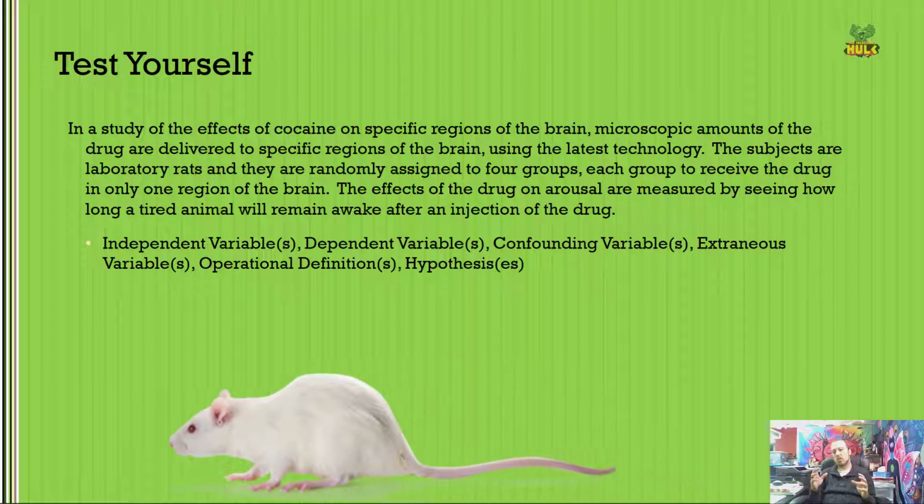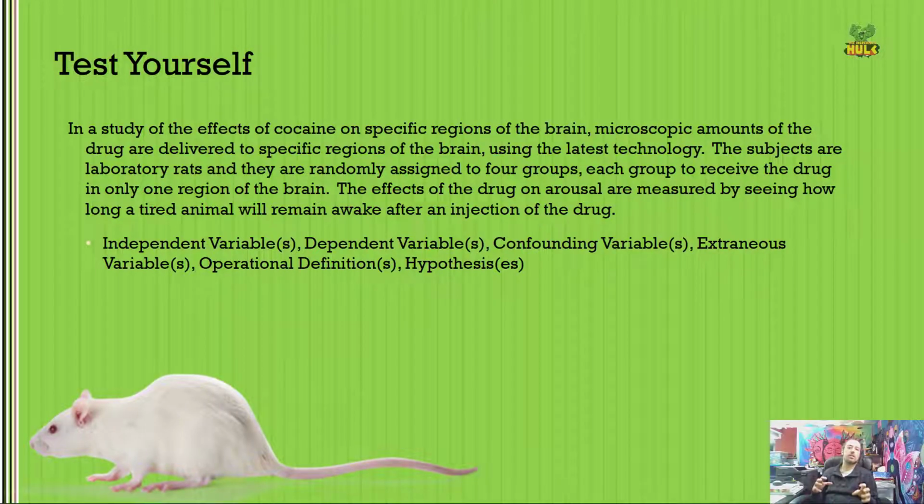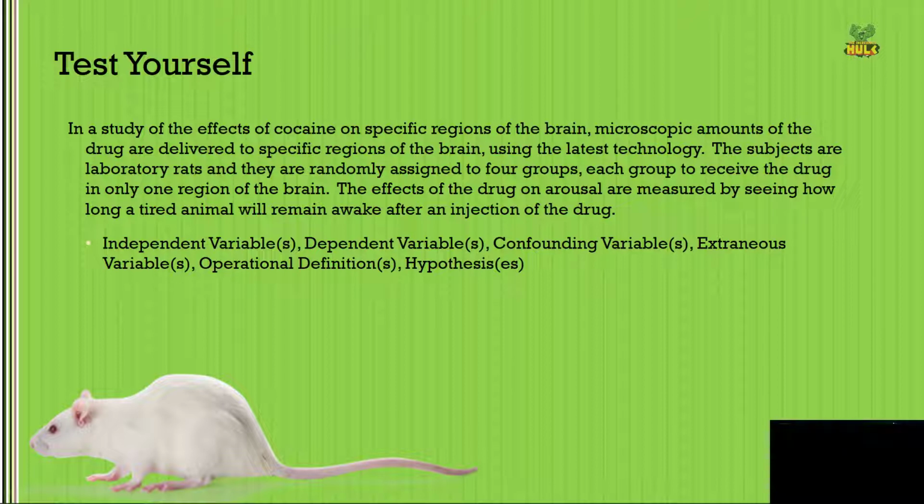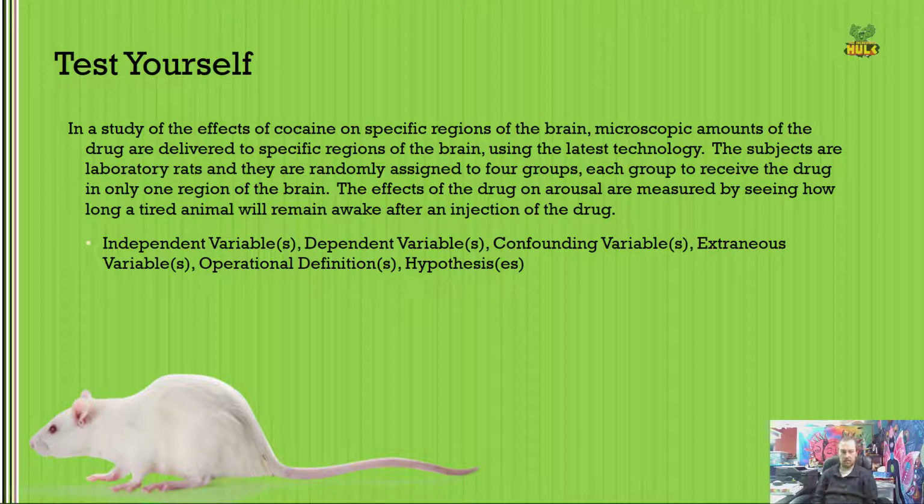So let's look at a hypothetical experiment. Let's say we're looking at the effects of cocaine on specific regions of the brain. In order to figure out which regions of the brain respond differently to cocaine, we take microscopic amounts and inject it into different regions of the rat cortex. Let's just call them 1, 2, 3, and 4 as four different areas of the cortex. We also have randomly assigned a large group of rats to 1, 2, 3, and 4. We didn't take the dumb rats and put them in 1, and the smart rats and put them in 4. All random assignment, to make sure that any weird differences in our population of rats are spread throughout our groups evenly. It's called random assignment, something we'll come to in just a second.